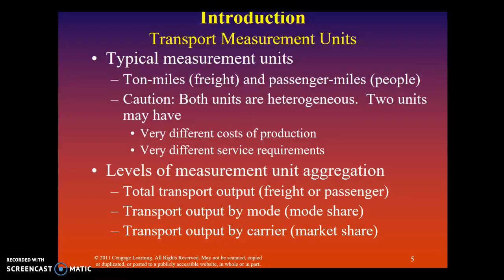This is also heterogeneous, but the two units have very different costs of production and very different service requirements. When we think about aggregation, we think about the output by the freight or the passenger, the output by the mode, and of course by the carrier or the market share. When we think about all these together, we can see how it can have an economic impact and cause either a strong or a weak link in the supply chain.